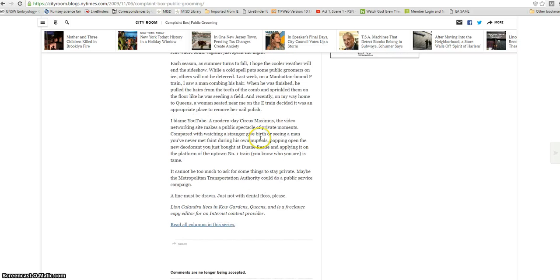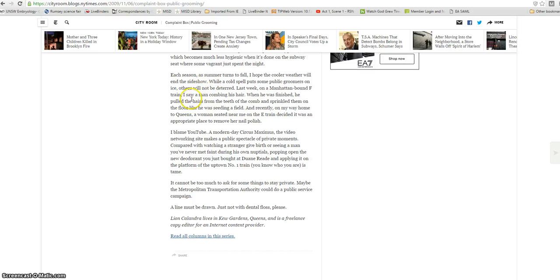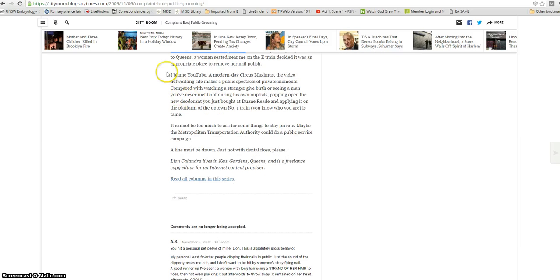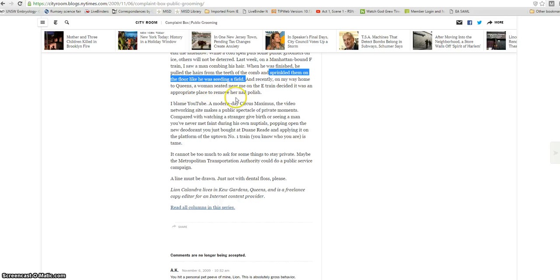Okay, and she talks about another example where someone is combing his hair, and he pulls the hairs from the teeth of the comb and sprinkles them on the floor like he was seeding a field. Beautiful, beautiful. That's a nice simile. Okay, and it is imagery as well. It appeals to our sight. We can visualize this. And so she has her second beautiful example. And then here's another one. Time to do your nails. Now, these aren't quite as developed, but at least they're solid and specific. She doesn't say, this other woman grooms. She tells us exactly what she's doing. She's putting on nail polish.